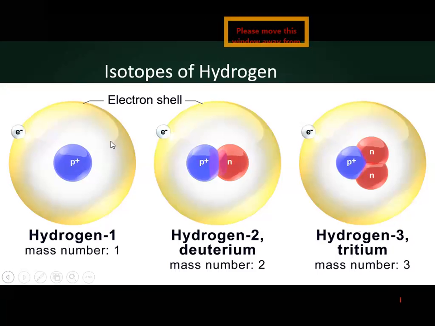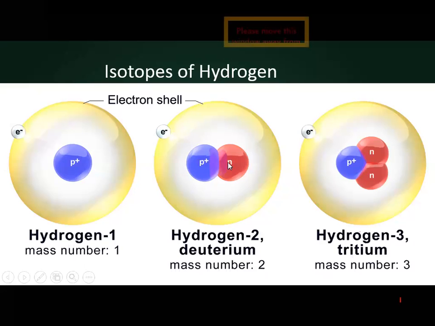This is the isotope of hydrogen. We commonly know that hydrogen has one electron and one proton. If the mass number is 1, it means there is no neutron, only a proton is present in the nucleus. If the mass number changes and becomes 2, it means there is 1 proton and 1 neutron.